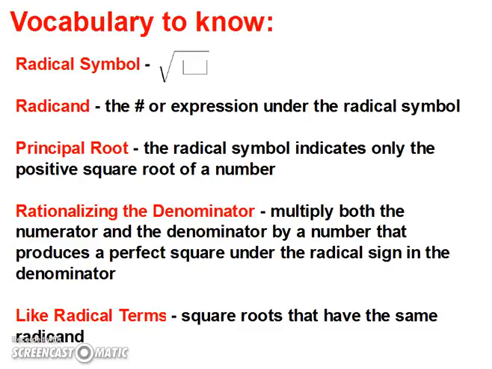Rationalizing the denominator: multiply both the numerator and the denominator by a number that produces a perfect square under the radical sign in the denominator. And like radical terms are square roots that have the same radicand.